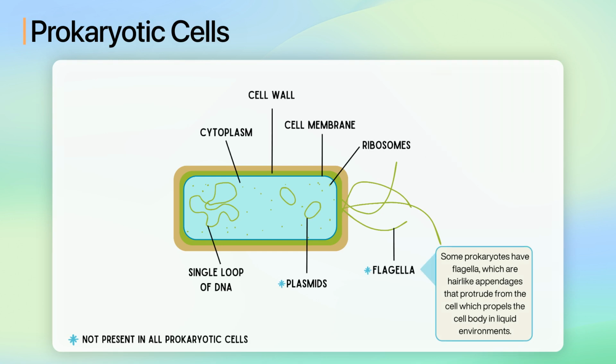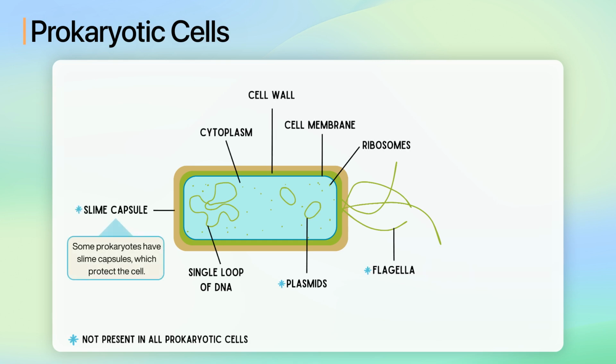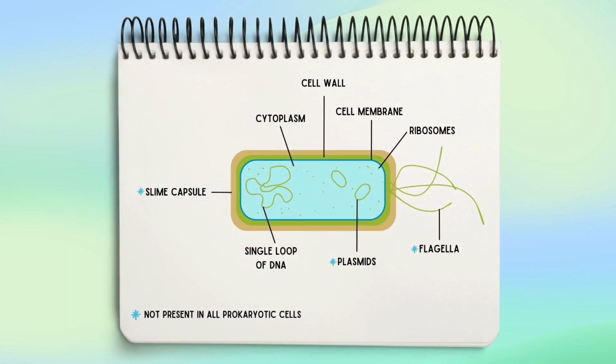Some prokaryotic cells, specifically certain bacterial cells, also have flagella, which are hair-like appendages that protrude from the cell, which propels the cell body in liquid environments. Some prokaryotic cells also have a slime capsule, which provides protection to the cell. So this labeled diagram shows you the different organelles of prokaryotic cells. Make sure to note these down, as you may be asked to label a diagram in an exam.